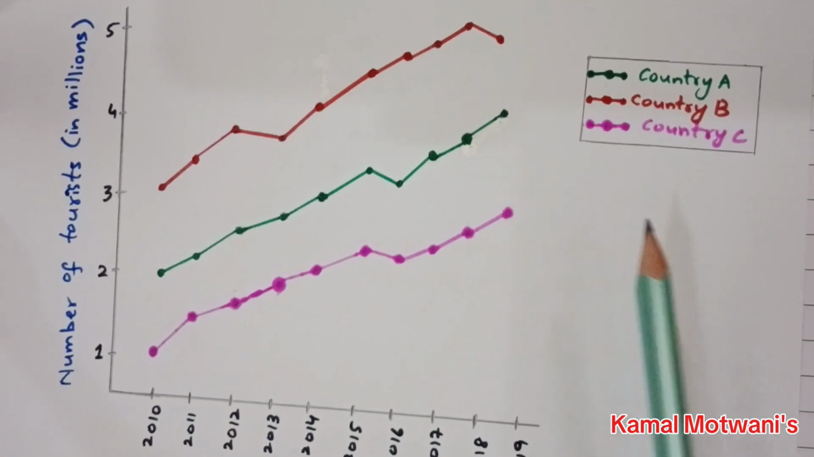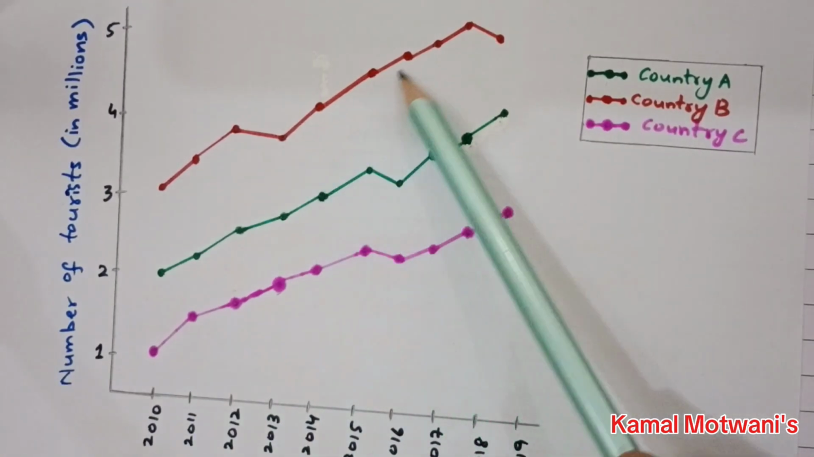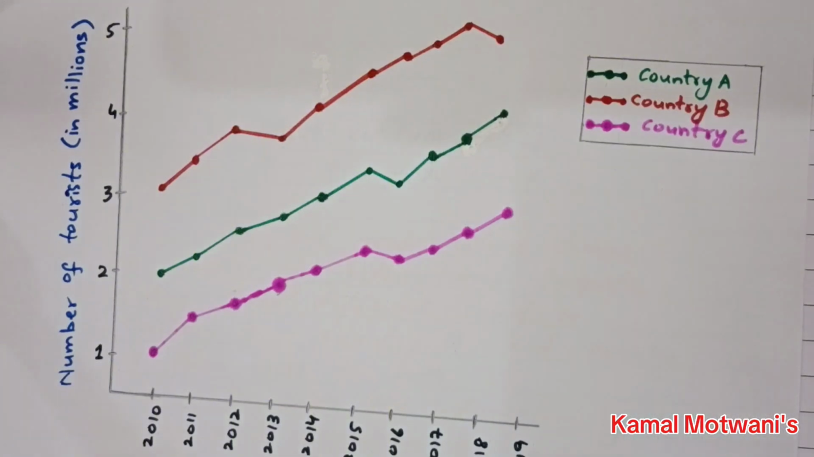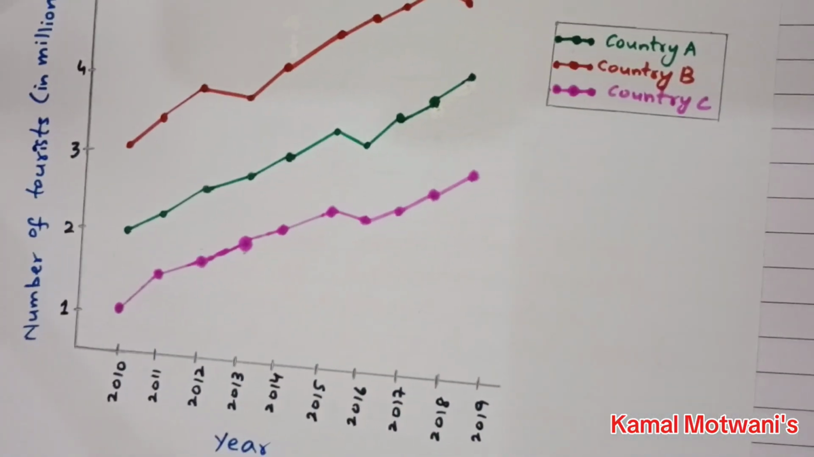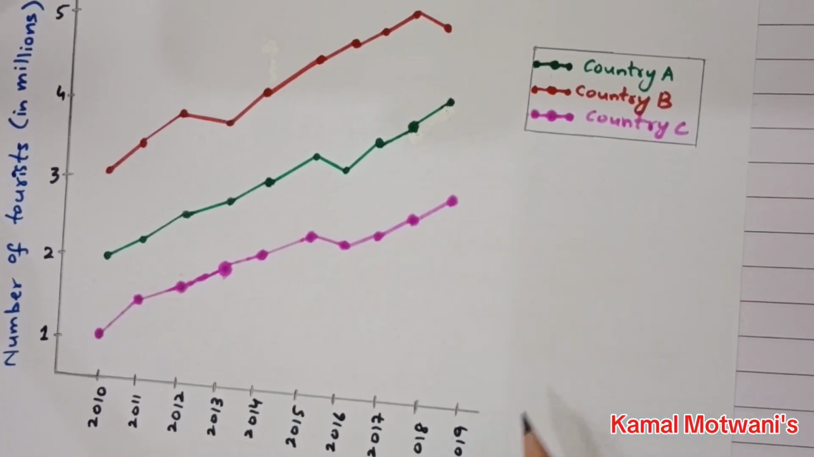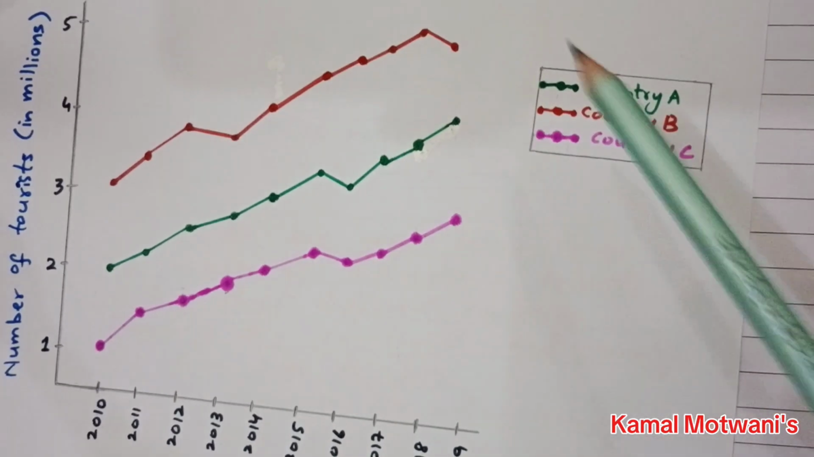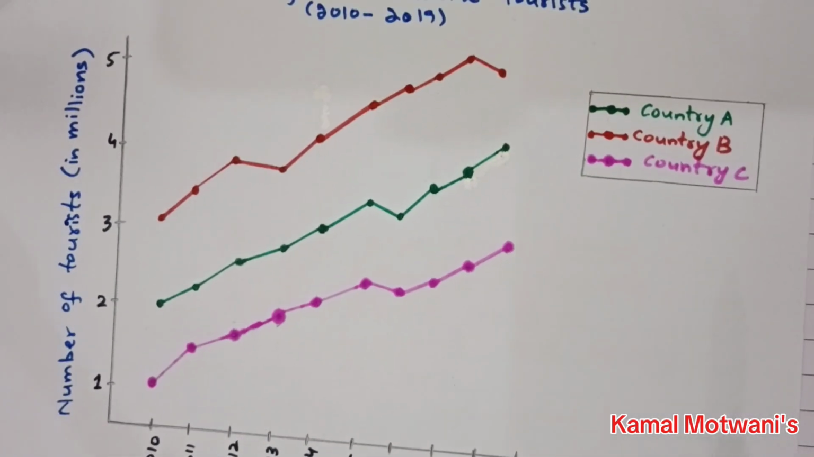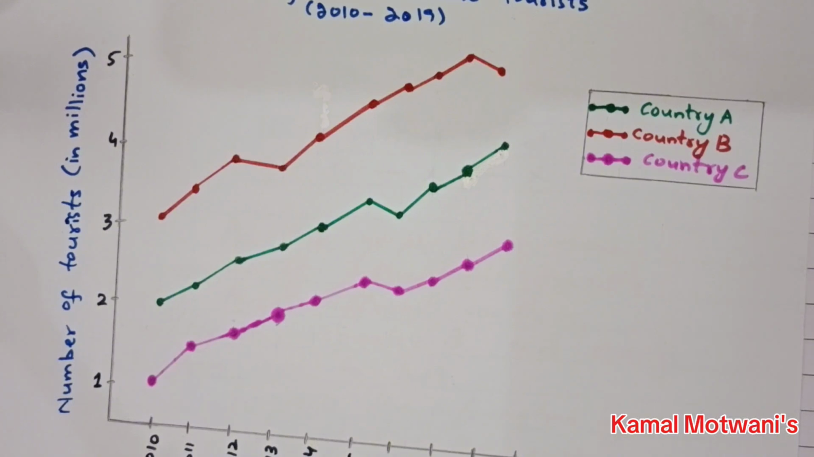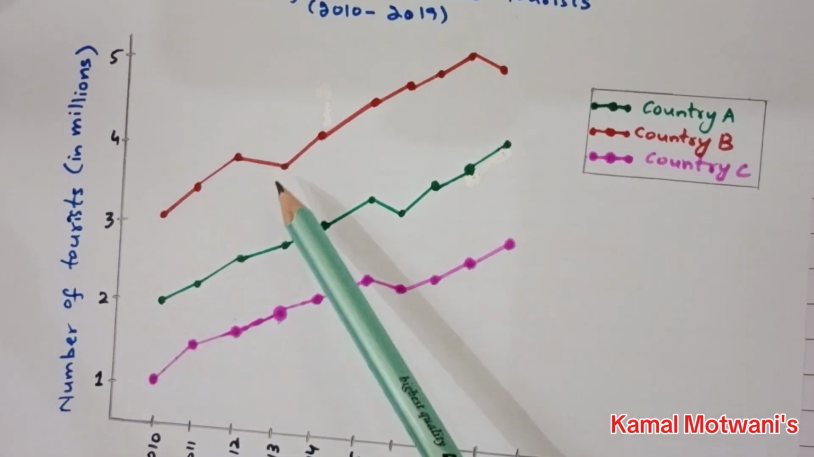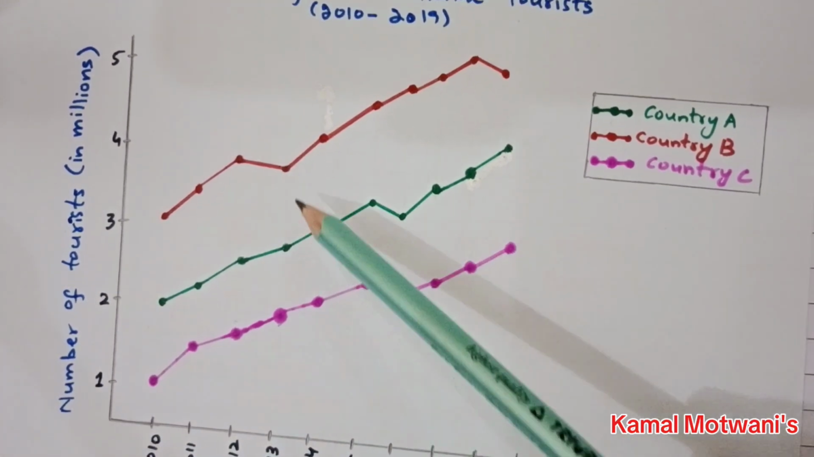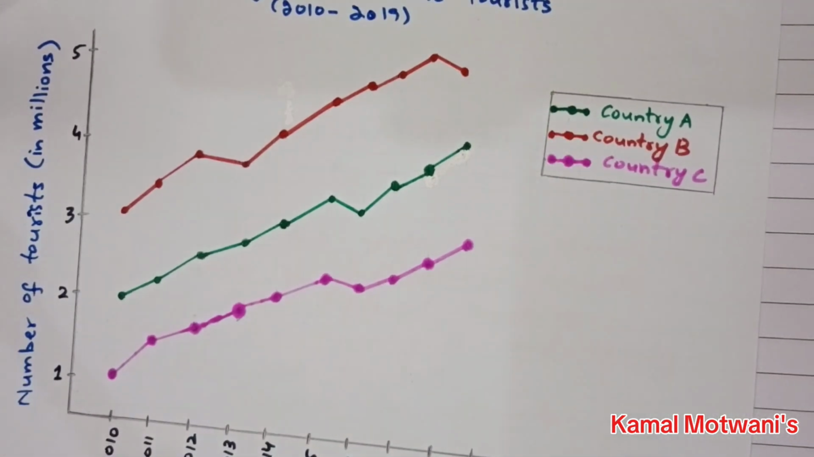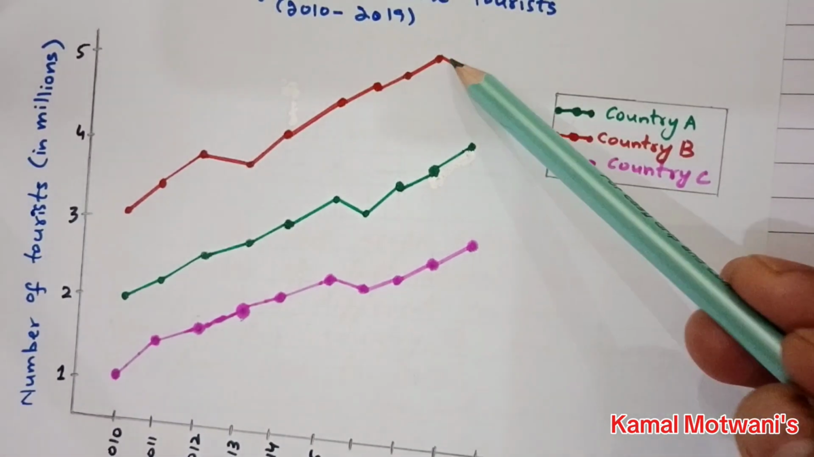After that, country B witnessed the upward trend. The number of tourists kept increasing, you see. But in the last year, that is 2018 to 19, it followed a slight decline. So in 10 years, it witnessed a slight fluctuation twice. That was here from 2013 to 14 and then 2018 to 19. For 2 years it witnessed a slight fluctuation.